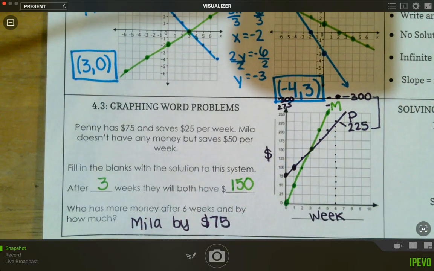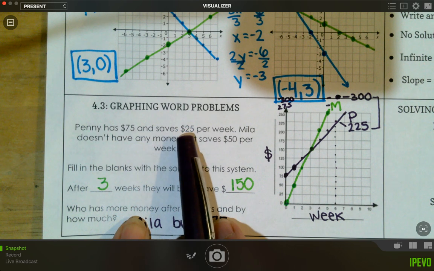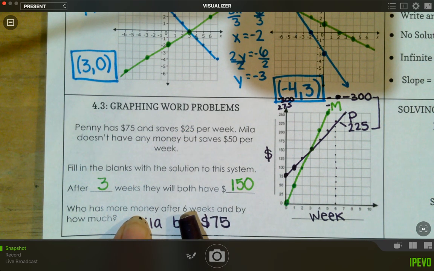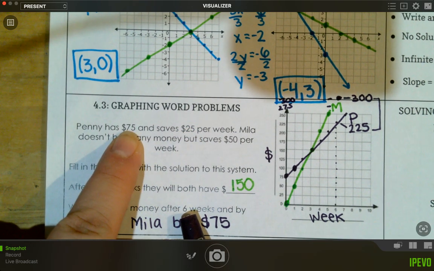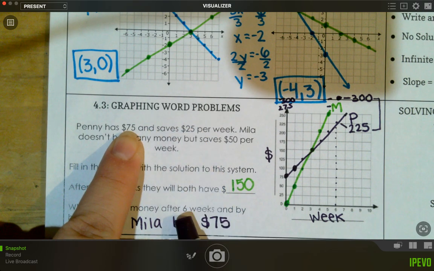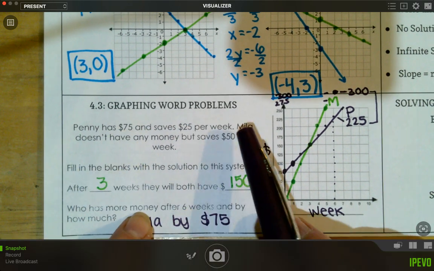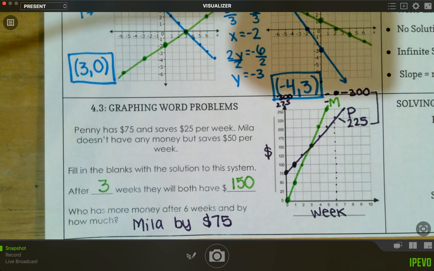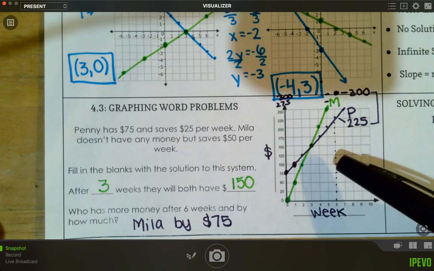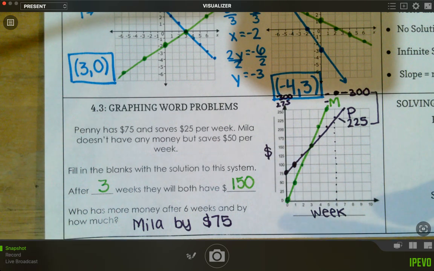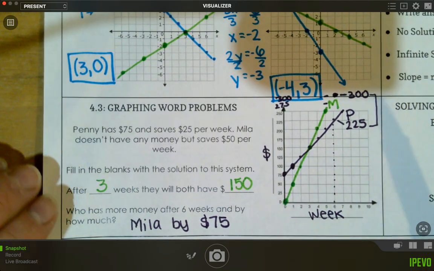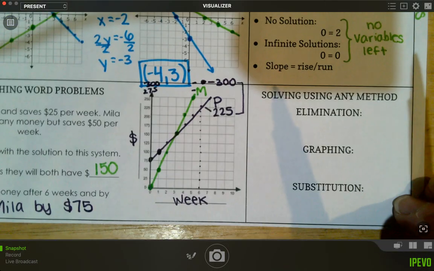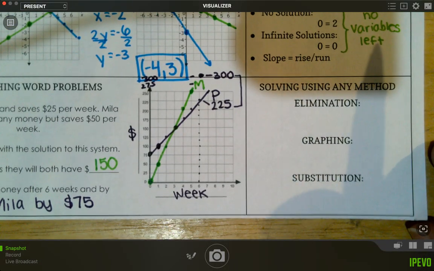You can also figure it out by taking 25 times 6 plus 75, the one that Penny started with, and then she's adding 25 6 times. And you could do Mila's by doing 50 times 6, because she starts with 0 and adds 50 6 times. Or you can use the graph. The whole point is that you can use the graph, but I know I made that answer kind of far off the graph this time. Let's go ahead and flip. I know that there was one part I haven't filled in yet. I'm actually going to do it last.